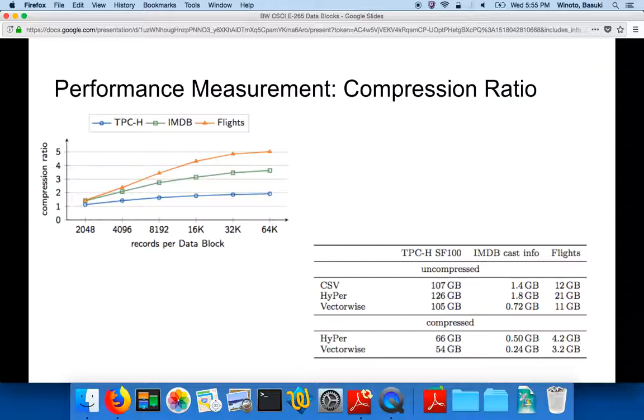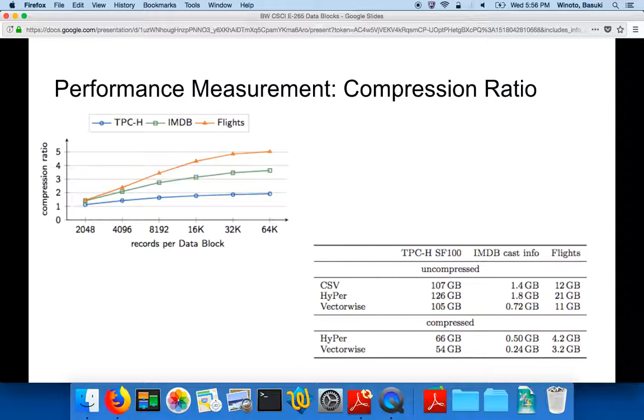And if we look at the bottom right corner table, we can see that if we compare the compressed with Hyper, it certainly gives a lot of benefit compared to Hyper uncompressed. So we can see that Hyper, when it's in an uncompressed format, takes 126 gigabytes on the TPCH compared to Hyper on a compressed format. With TPCH, it cuts the footprint to about half of it, to 66 gigabytes.